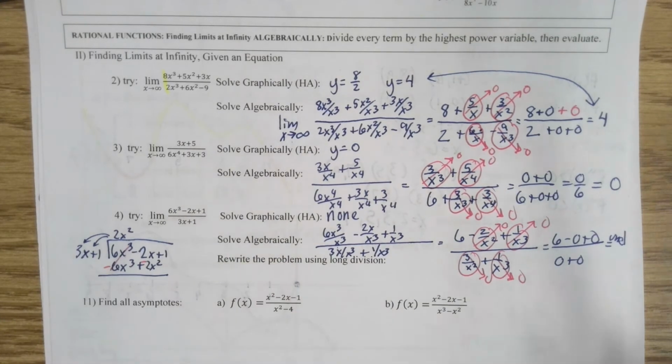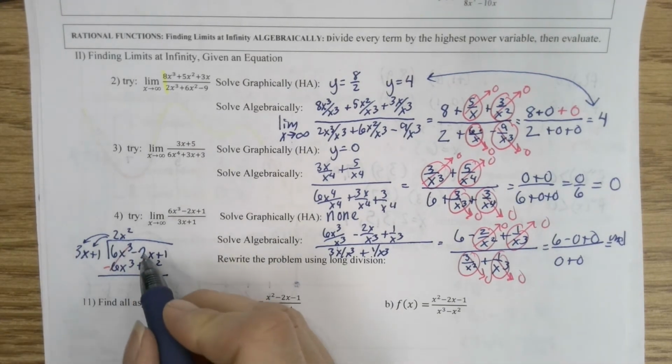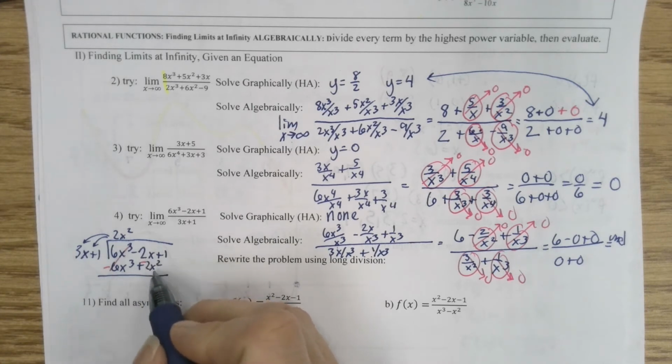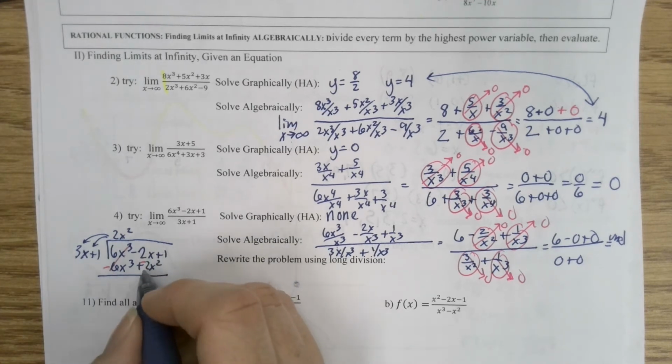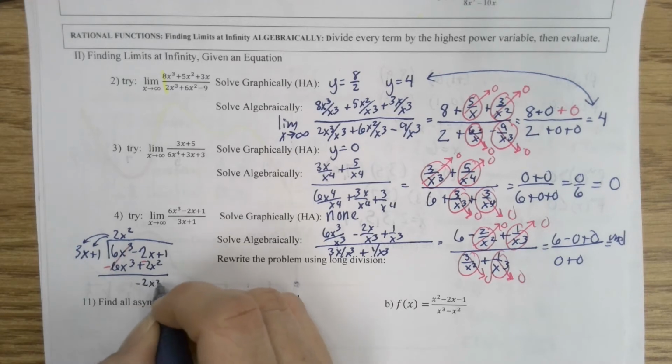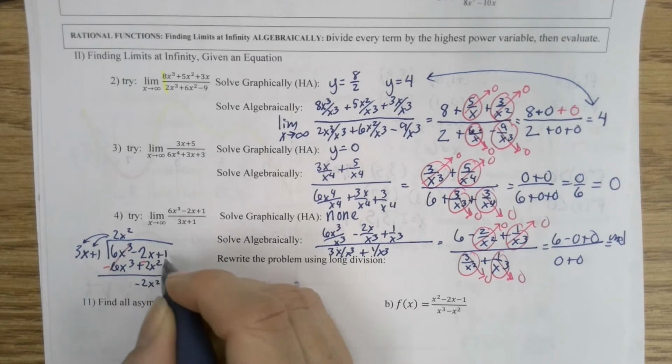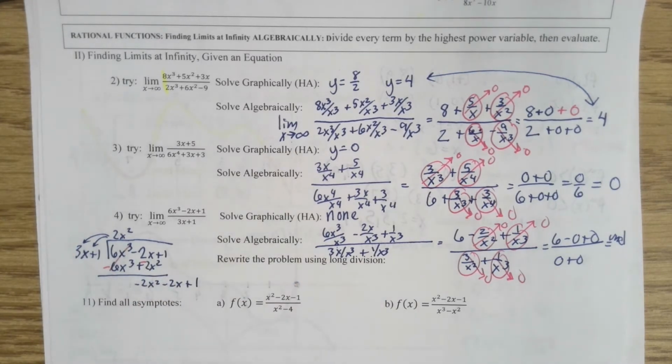So my first terms cancel, and I'm left with, now be careful, these two terms are not like terms. So you want to make sure you don't combine those. So you would have negative 2x squared minus 2x plus 1. And then you're looking for, what do I have to multiply 3x by to turn it into a negative 2x squared?